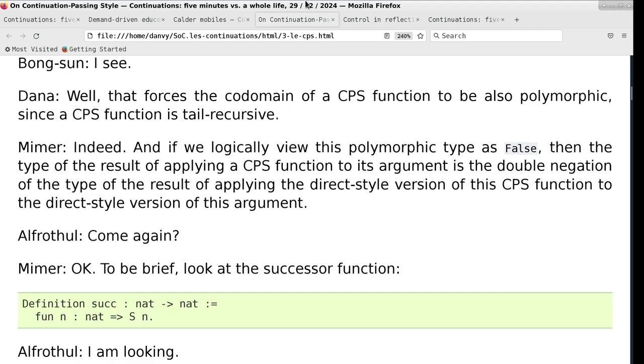Well, that forces the codomain of a CPS function to be also polymorphic, since a CPS function is tail recursive. Indeed, if an epistemological view views this polymorphic type as false, then the type of the result of applying a CPS function to its argument is the double negation of the type of the result of applying the direct style version of this CPS function to the direct style version of this argument. Come again.